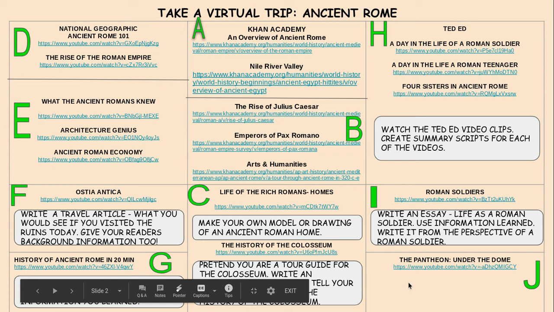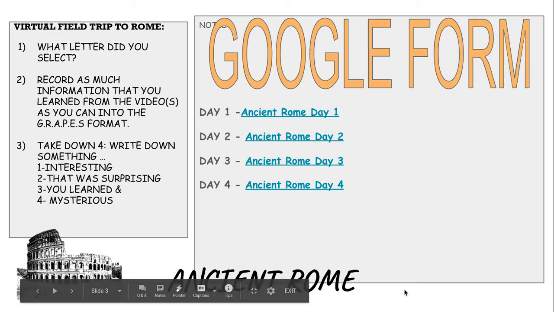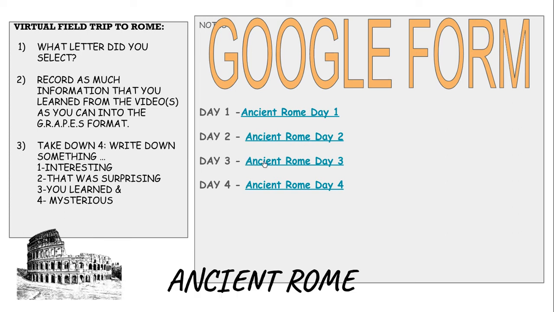Now, when you're done watching the video and you're done with the graphic organizer, you have a Google form to fill out. Day 1, Ancient Rome, Day 1. Day 2, Ancient Rome, Day 2. Day 3, Ancient Rome, Day 3. Day 4, Ancient Rome, Day 4. And over here you can see exactly what you are going to be asked on these Google Forms.